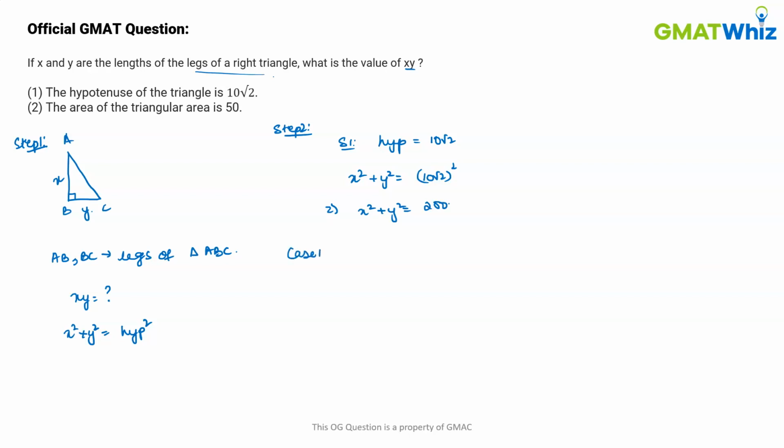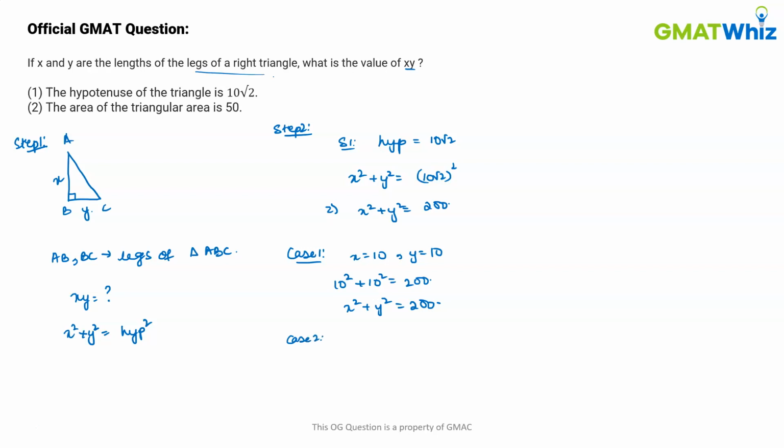So let's take the first value under case 1. Now if x takes the value 10 and y takes the value 10, then 10 squared plus 10 squared would give you 200. So this satisfies the relation x squared plus y squared equals 200. But we have to make sure that the values of x and y are unique.